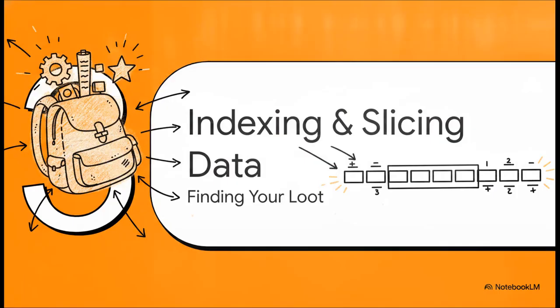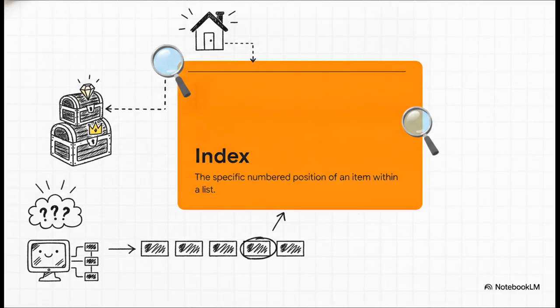Moving on to Section 3, indexing and slicing data. Finding your loot. Because let's be real, having a digital backpack is totally useless if you don't know how to actually pull your items out of it. To grab a specific item from your inventory, you need its index. An index is simply the specific numbered position of an item within a list. Think of it as the exact street address for your data. If the computer doesn't have the address, it can't find your loot.